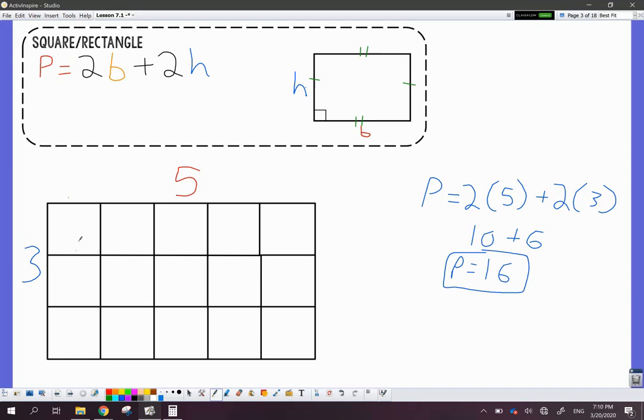So now if I want to find the area, I have to count the squares on the inside. So area, 15.